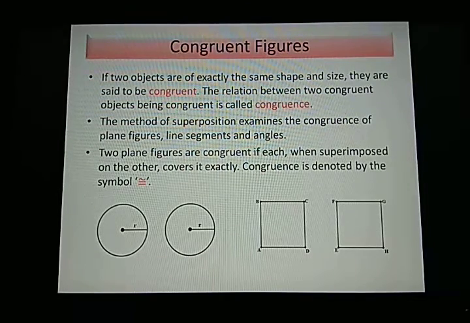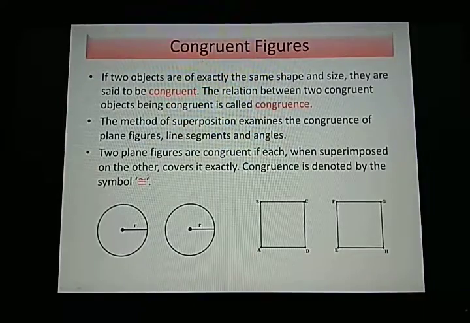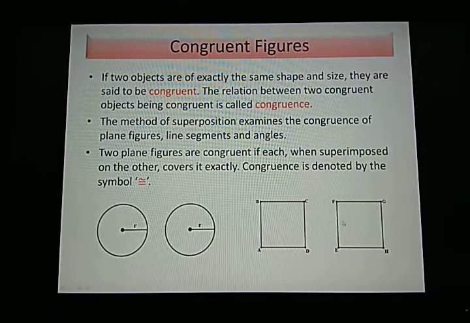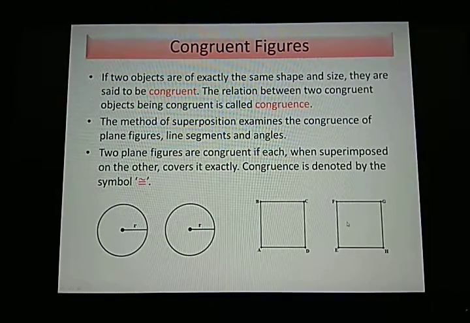Similarly, if we take these two squares, ABCD and EFGH, and cut square ABCD and try to put it upon square EFGH, we will see that both squares are fully superimposed on one another, because the lengths of the sides of these squares are the same. As a result, we can say that both these squares are congruent to each other. We can denote it by this symbol. We will write ABCD, then put this symbol, then write EFGH. That will show that these two squares are congruent.